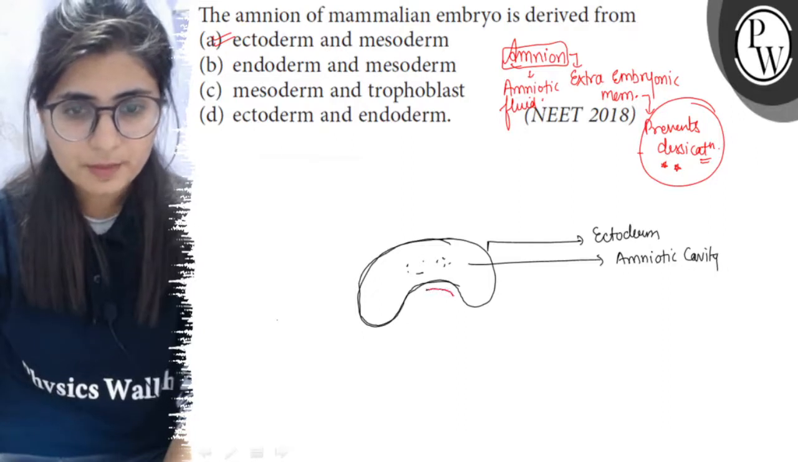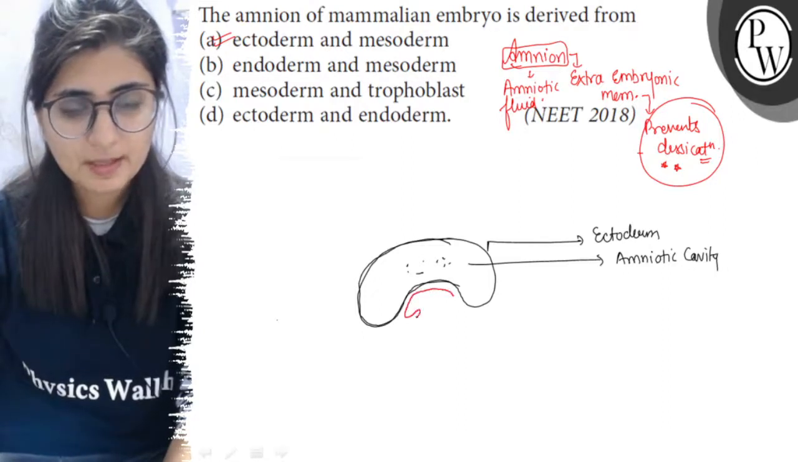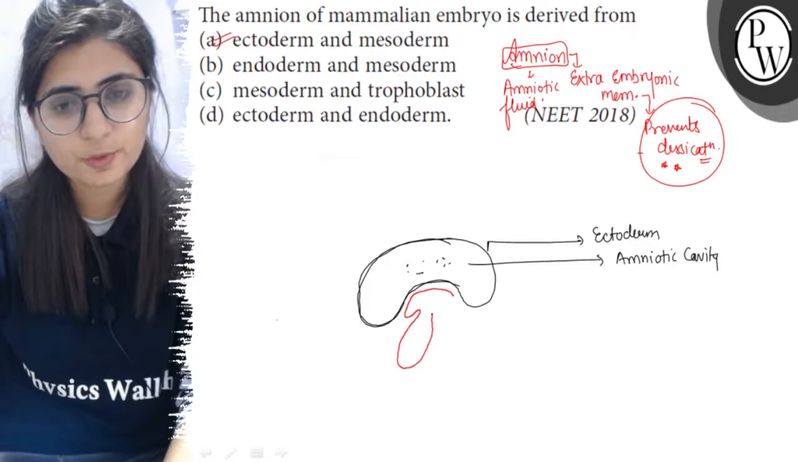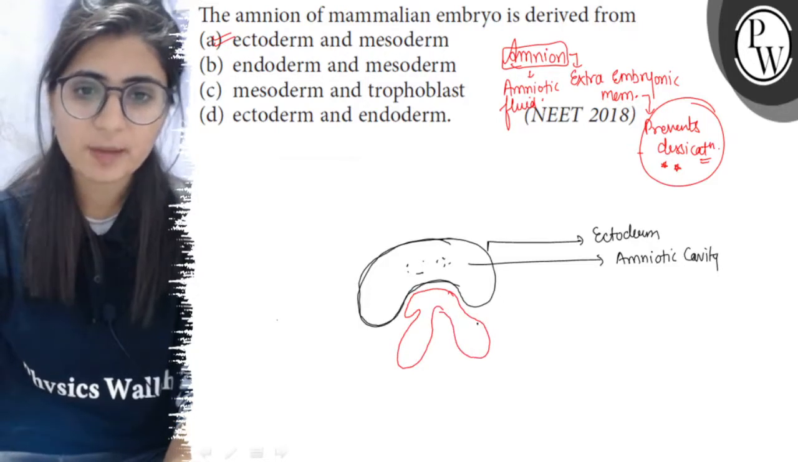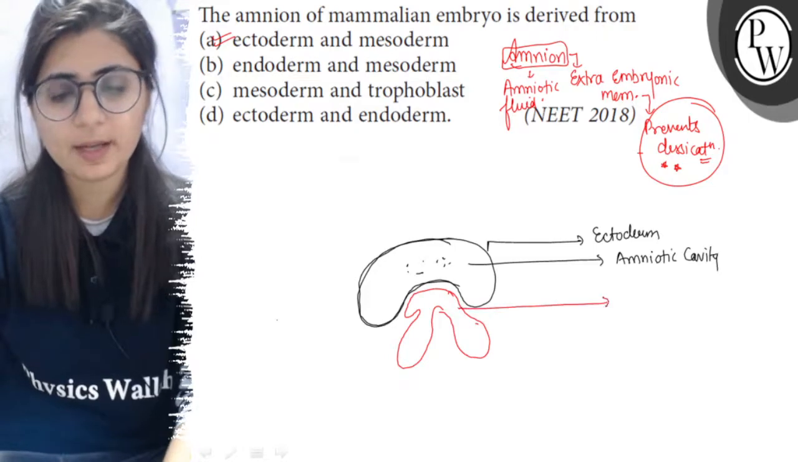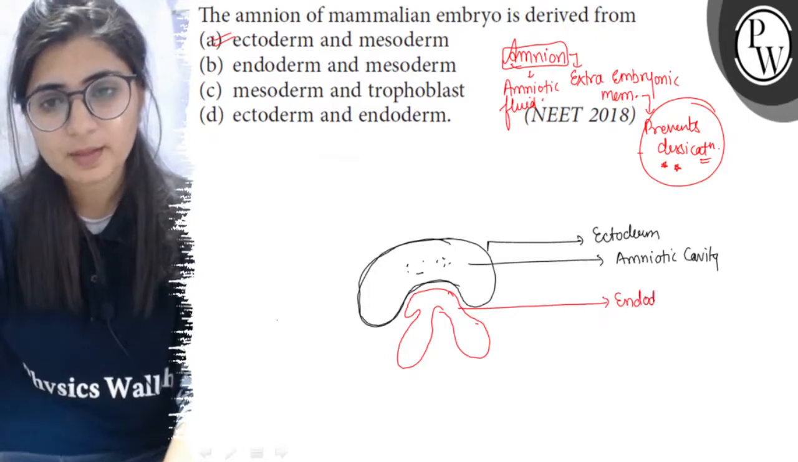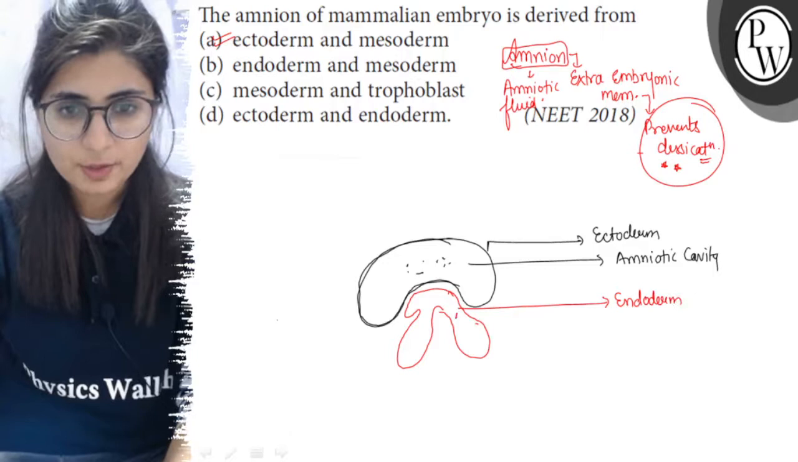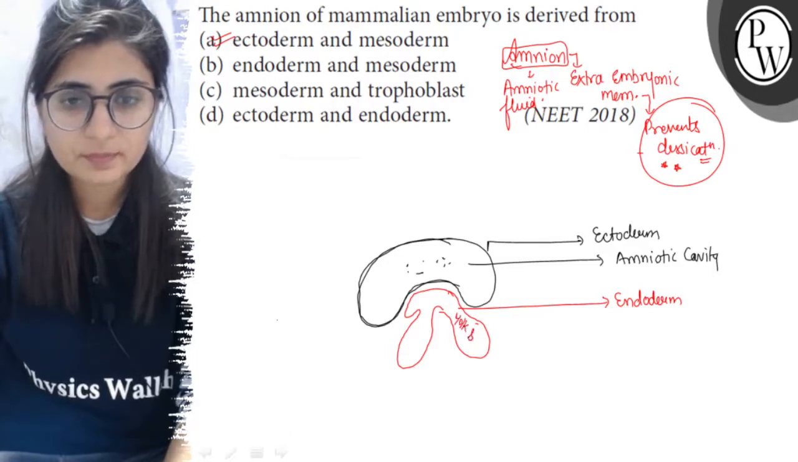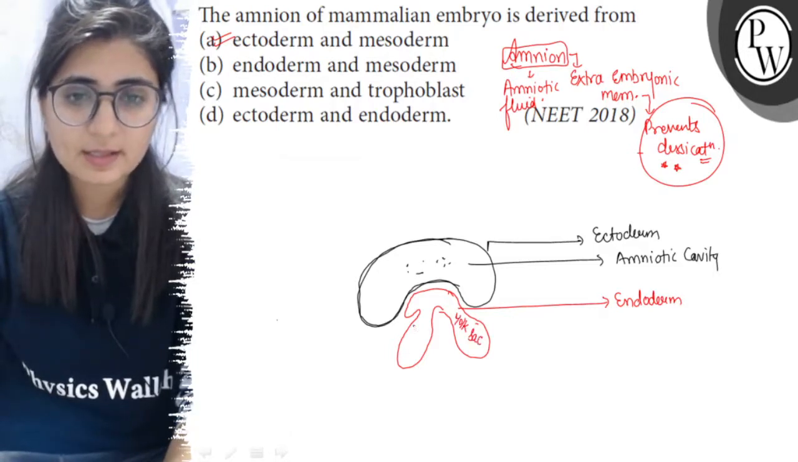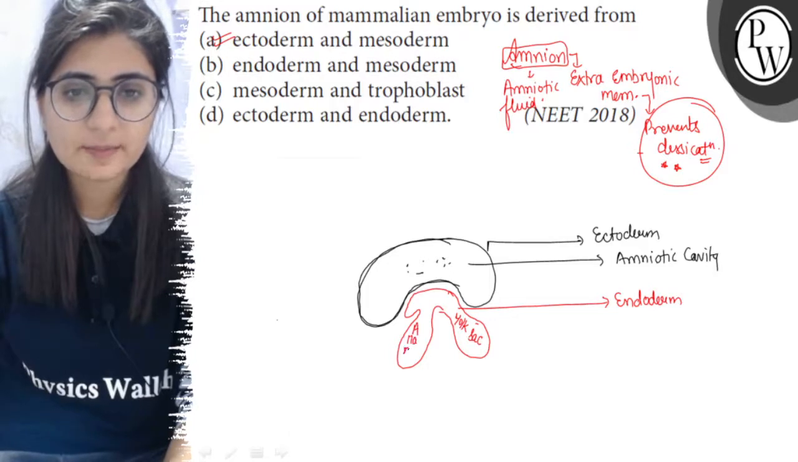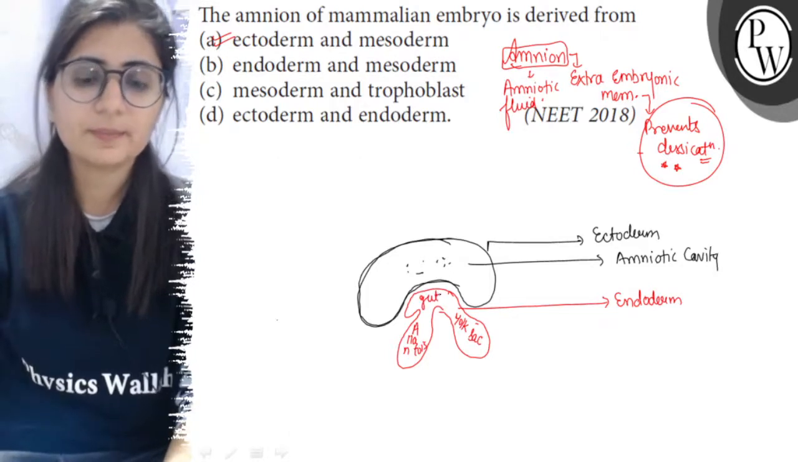Now the endoderm will form the embryonic gut and it will form the other 2 extra embryonic layers, which are derived from the endoderm. So this is endoderm and it is forming the yolk sac. So this is the yolk sac and this is the allantois and this is the embryonic gut.